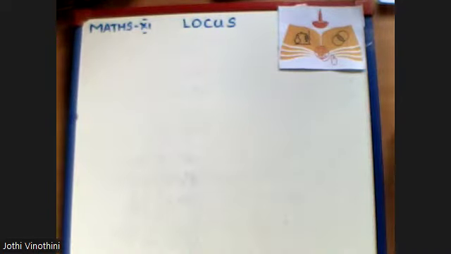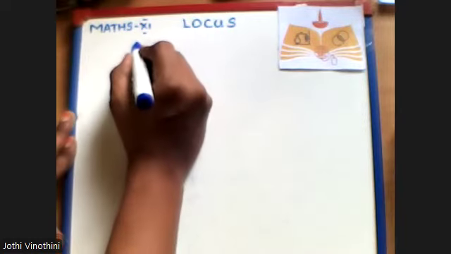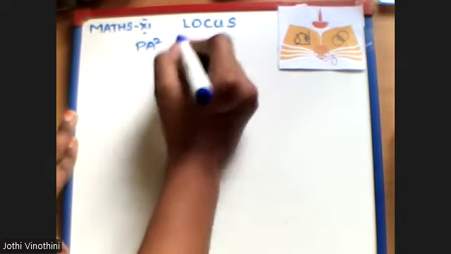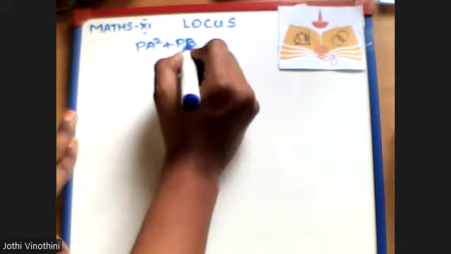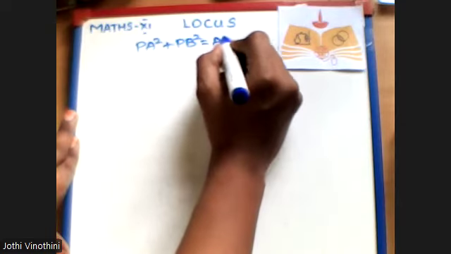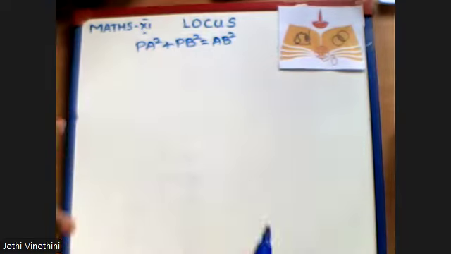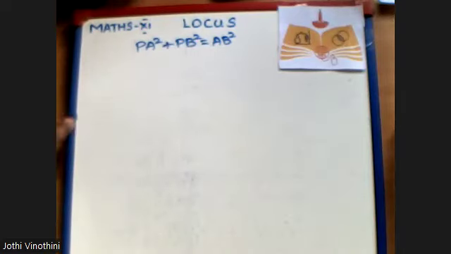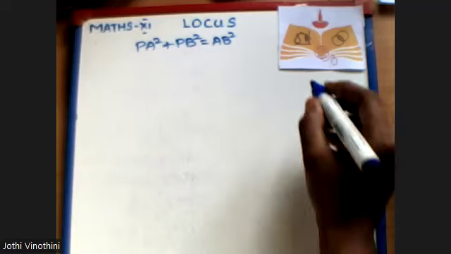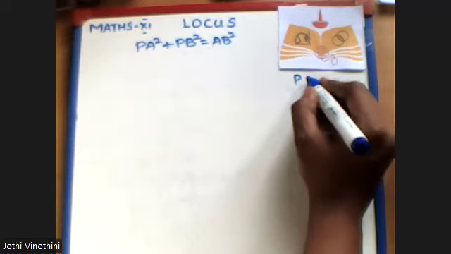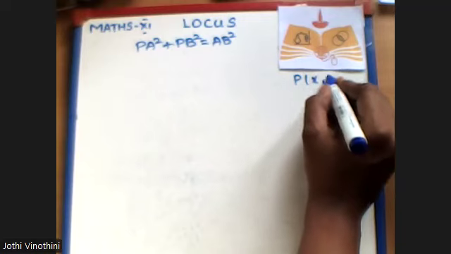Okay, super. So what are we going to find now? PA square plus PB square, which equals AB square. You know this, right? This is what we solved in the last sum. So I'm going to write step by step, and you are going to give me the answers. Okay, what do we take? P coordinate x comma y.